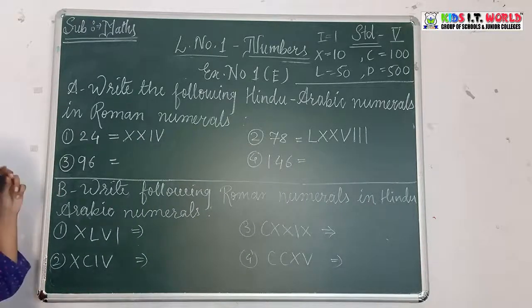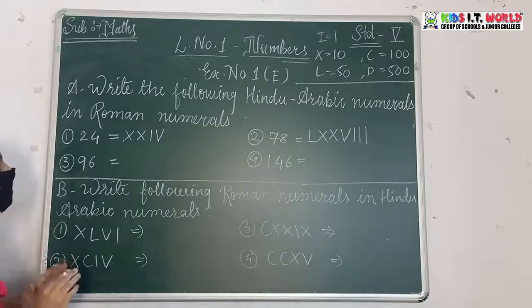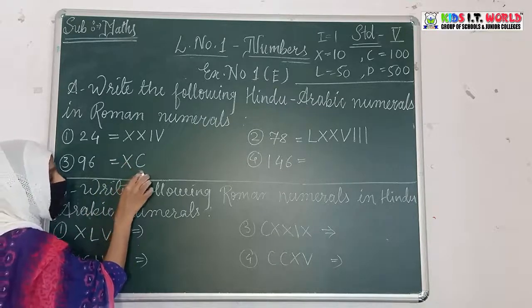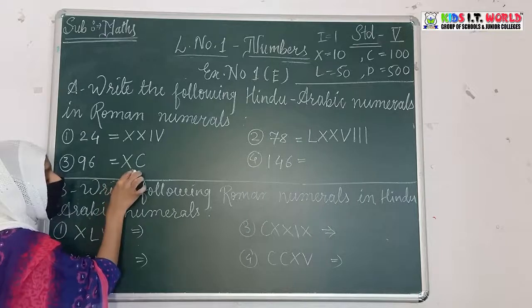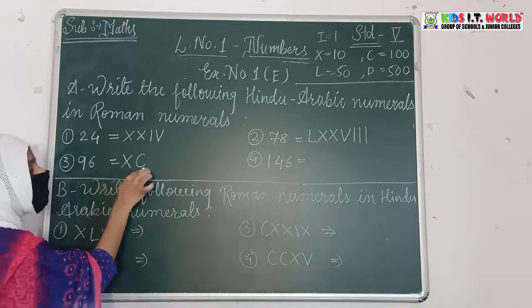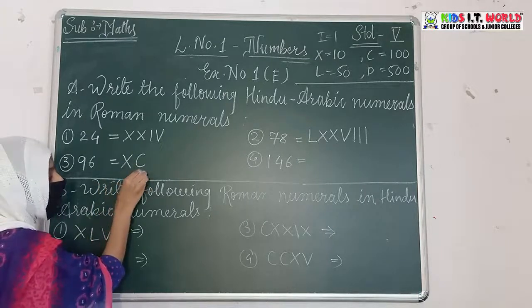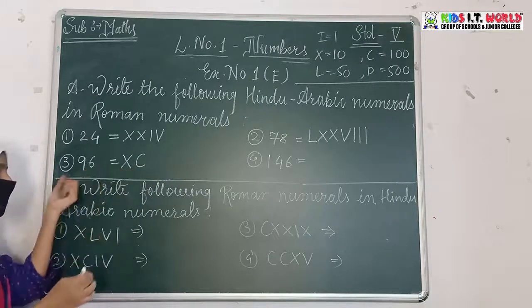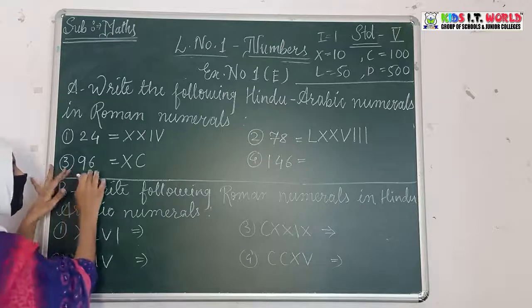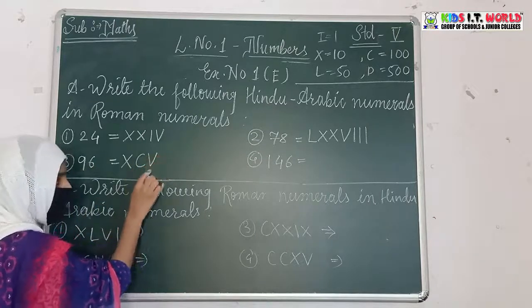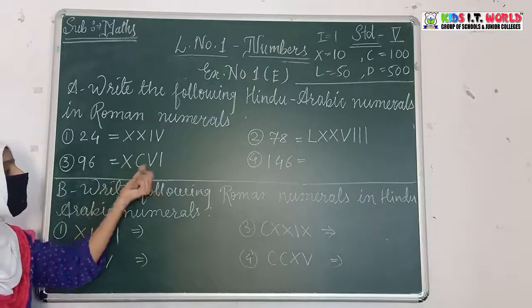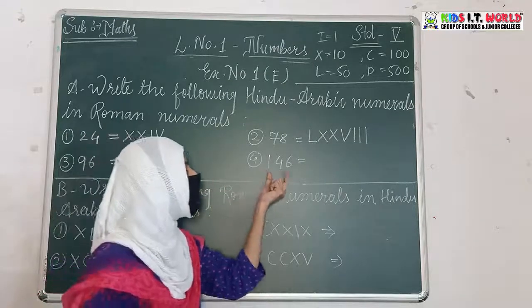Next one, 96. For the 96 you have to first write 90. How will you write the 90? XC. Here C stands for the 100, X for the 10. Whenever we are writing the smaller digit first, it means 100 minus 10, it is 90. So here 90 is over. Then what is remaining? 6. So you will write V for the 5 and this is 1, 6. So this is 96.